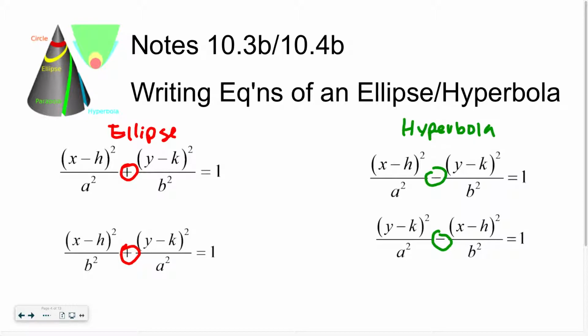For the hyperbola, the big difference was a squared and b squared don't move around. A squared is always first. So whatever you decide is your a value in a hyperbola, that always goes under the first fraction. It's really the numerators that flip-flop, so that you can decide if your hyperbola opens up or down, left or right.